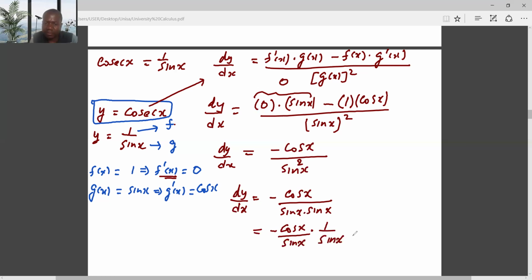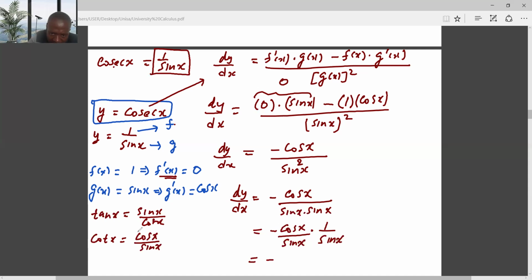I believe you're following. But guys, we know very well that tan is equal to sine over cos, and cot is cos over sine. And we know very well that 1 over sine is cosec. So you see that here we can leave this as a negative. What is this guy? Cos over sine, it's cot. And what is 1 over sine? Cosec.